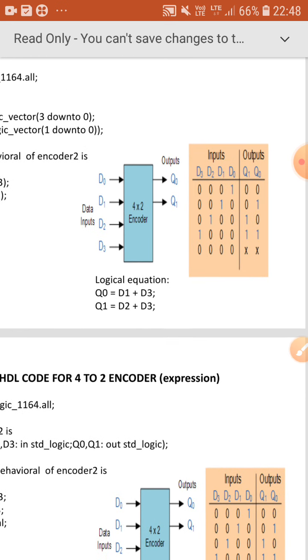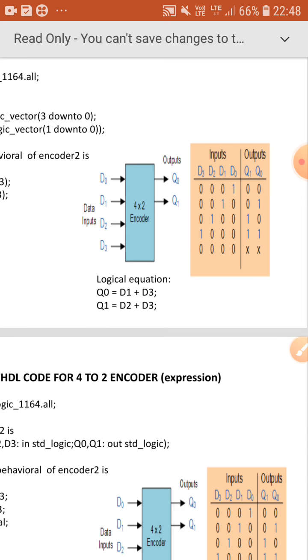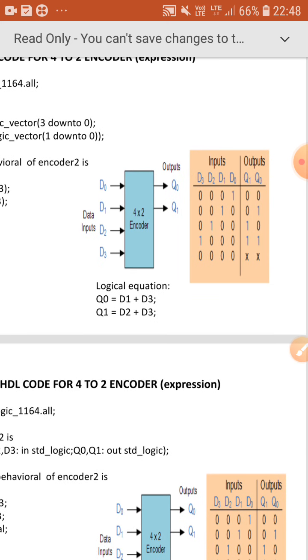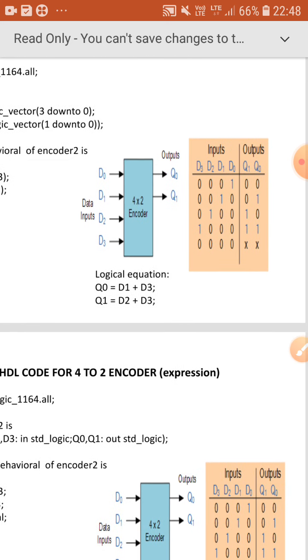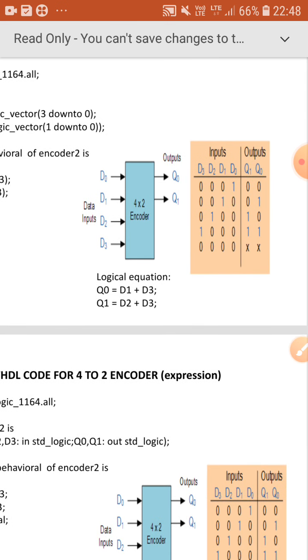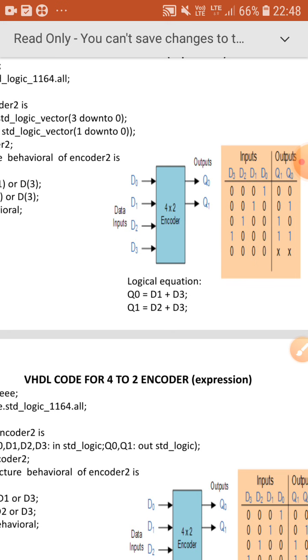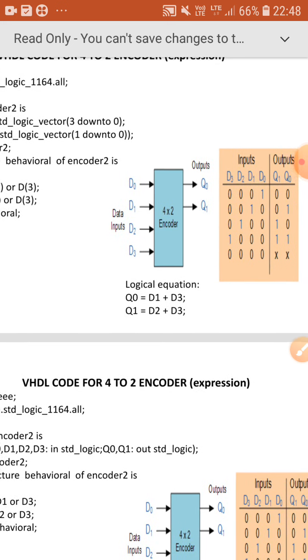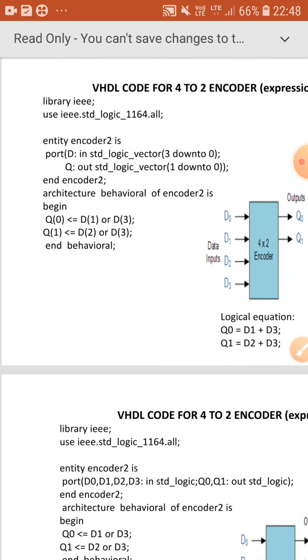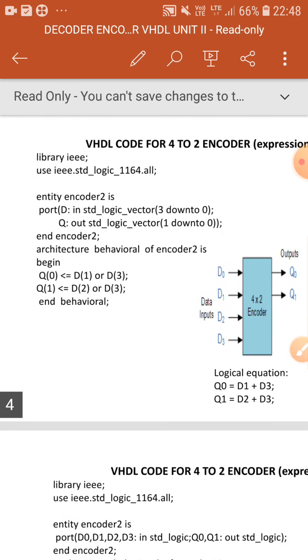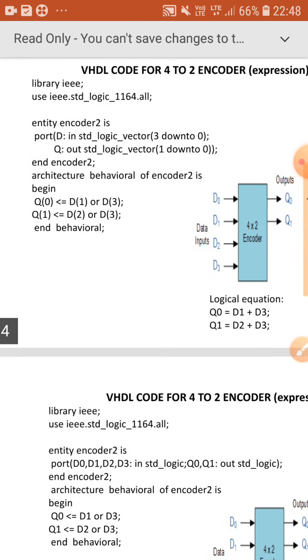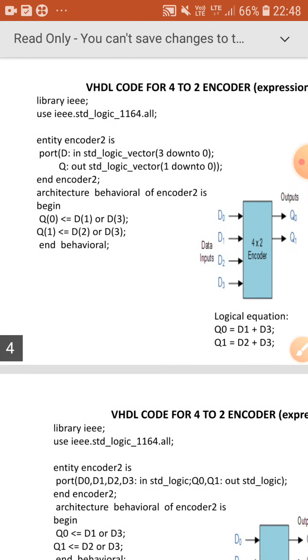Next you see the column Q0. Q0 is equal to 1 when D1 is equal to 1 or D3 is equal to 1. So Q0 is equal to D1 or D3. So Q0 is equal to D1 plus D3, plus means logical OR. So the entity part is the same. D is input, Q is output.